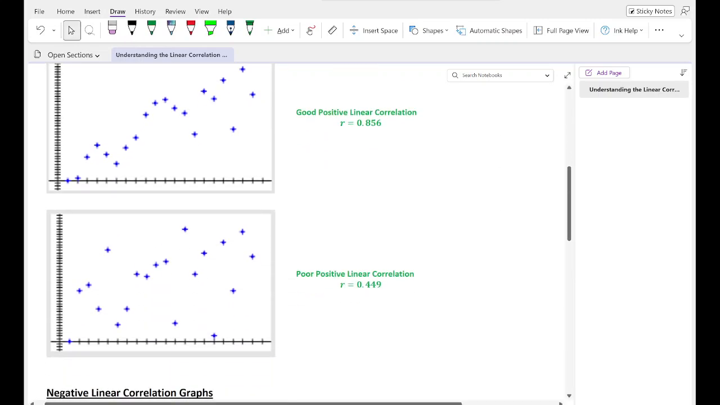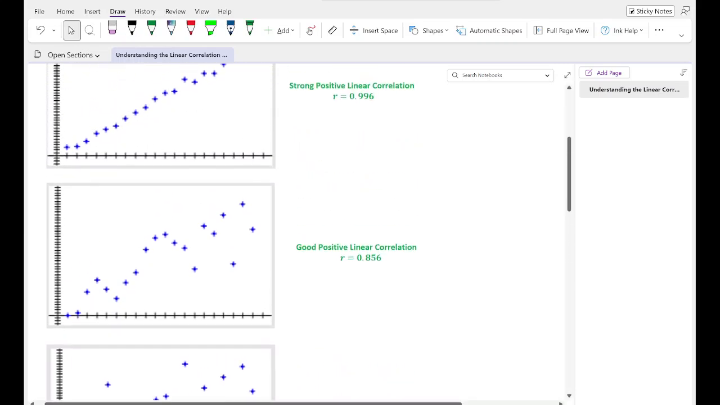Then here we have something that we label as a poor positive linear correlation, 0.449. You can see the dots are all over the place, but it kind of starts off low and works its way up. I won't even say it's linear-ish, but you can see it's definitely positive. It's going up, even though you have some stuff that's low and high. So this has a really poor positive linear correlation because it's scattered all over the place, but it's starting at a low point and going to a high point.